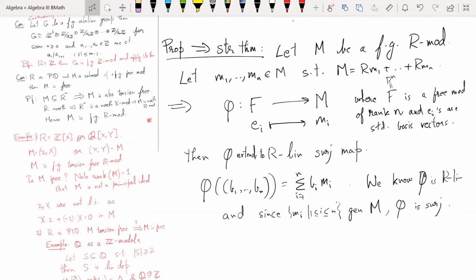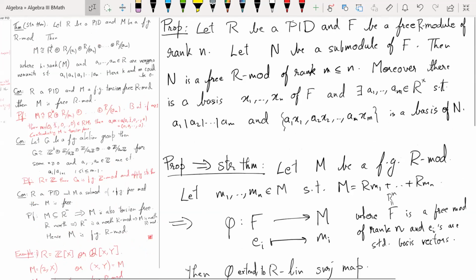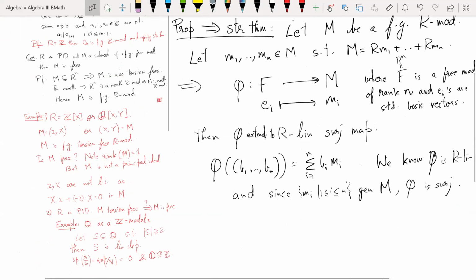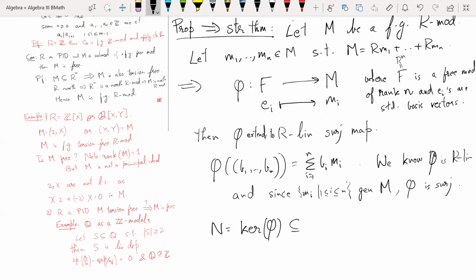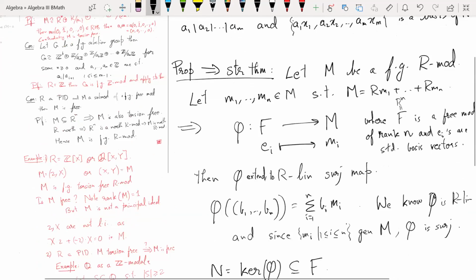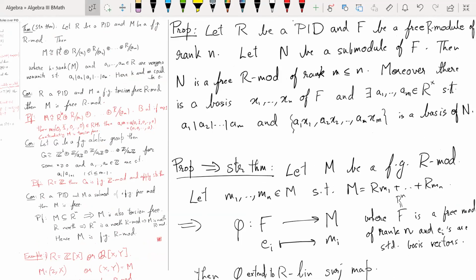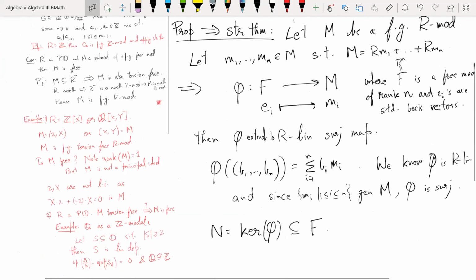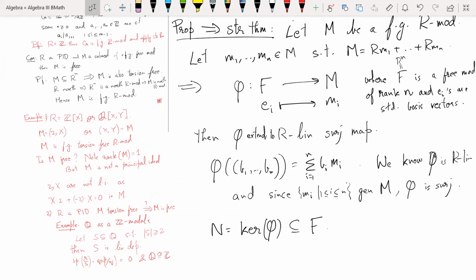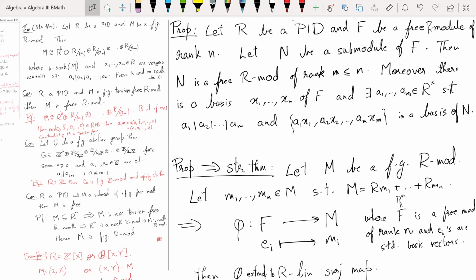So you have F of this proposition. What will be the N? So you take N to be the kernel of phi. So this is contained in F, so N is a submodule of F. The proposition now tells you that N is free, but that is not what I care about that much. The second part, the more refined statement, is what I need.